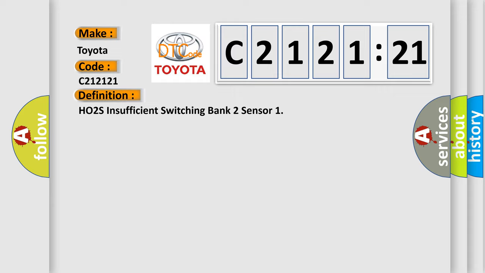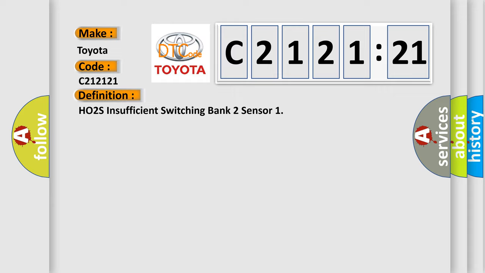P1153 DTCs P0068, P0101, P0102, P0103, P0106, P0107, P0108, P0112, P0113, P0116, P0117, P0118, P0120, P0121, P0122, P0123, P0128, P0201, P0202, P0203, P0204, P0205, P0206, P0207, P0208, P0220, P0222, P0223, P0442, P0443, P0446, P0449, P0455, P0496, P1516, P2101, P2119, P2135, P2176 are not set. The ECT sensor parameter is more than 60 degrees Celsius, 140 degrees Fahrenheit.